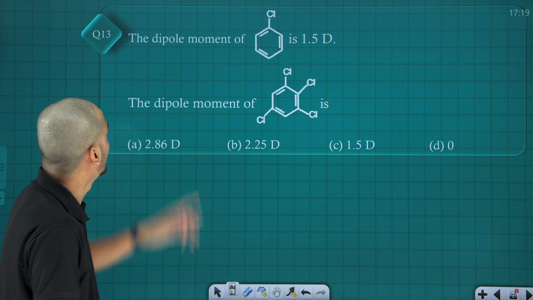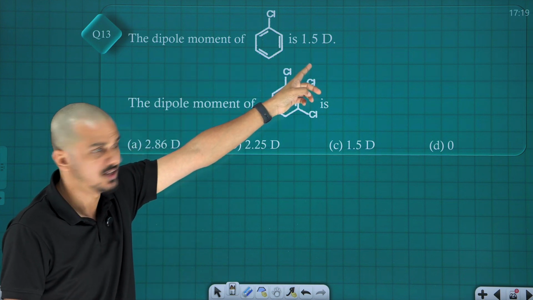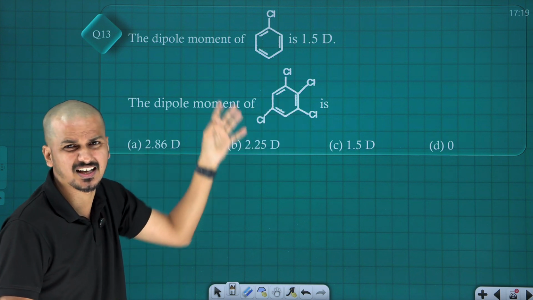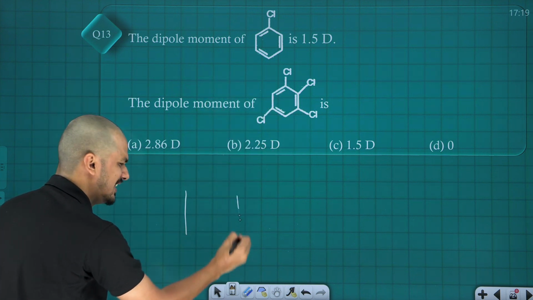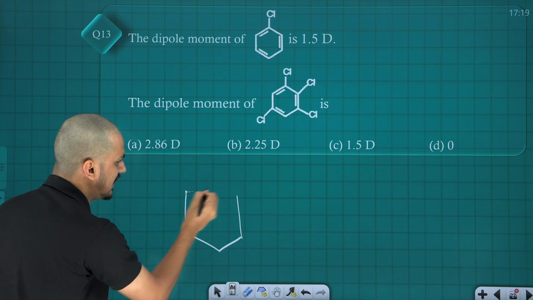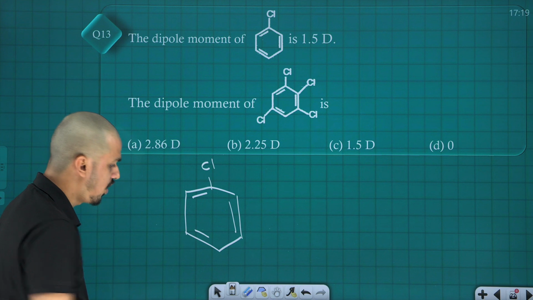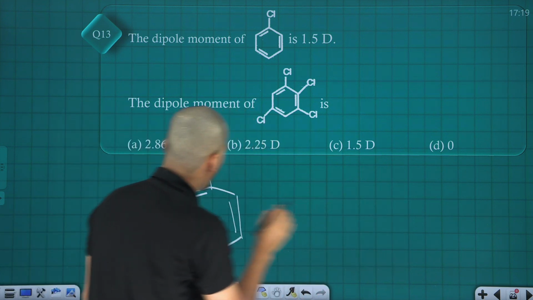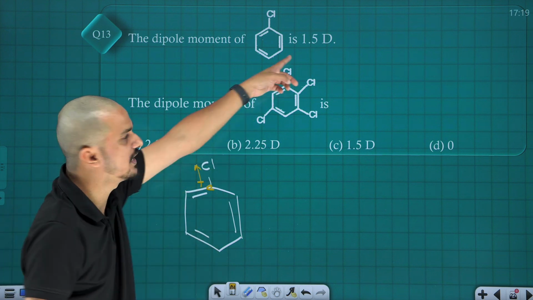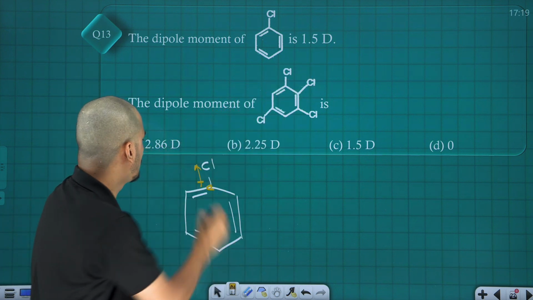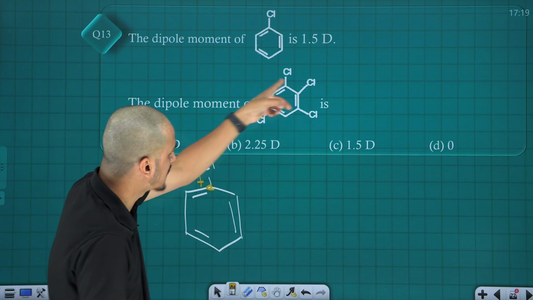What about the question here? They given the dipole moment of chlorobenzene is 1.5 D. Then the dipole moment of this one is a repeatedly asked question. What about the idea here? It's very easy. Here you can see, this is chlorobenzene. In chlorobenzene, the polar bond is this one, the carbon-chlorine bond. Its dipole moment, they given 1.5 D. So they are asking about this one.